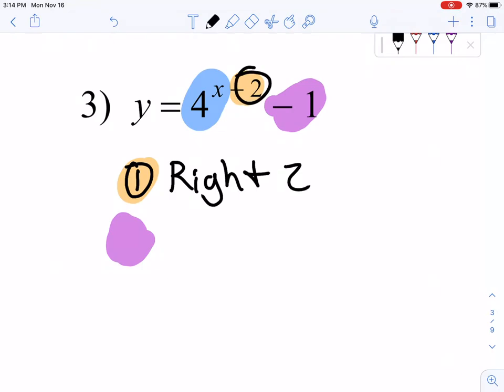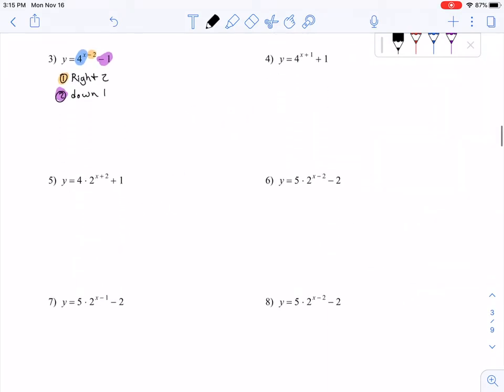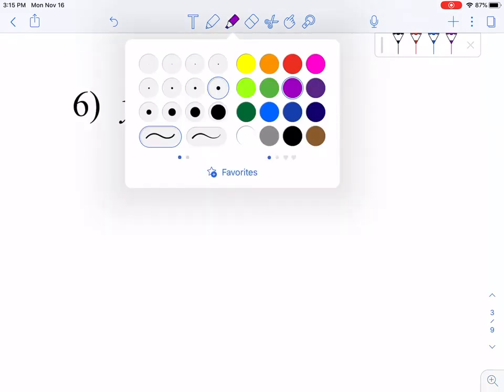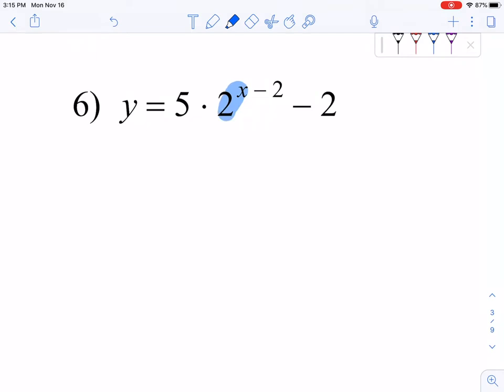So this negative, it's telling us that our function is going to move right 2. And then this -1 that's in purple, that's our second transformation, it's moving the whole thing down 1. So that would be our answer for number 3, describing the transformation. Number 6, again, we are looking at, I'll highlight in blue again.